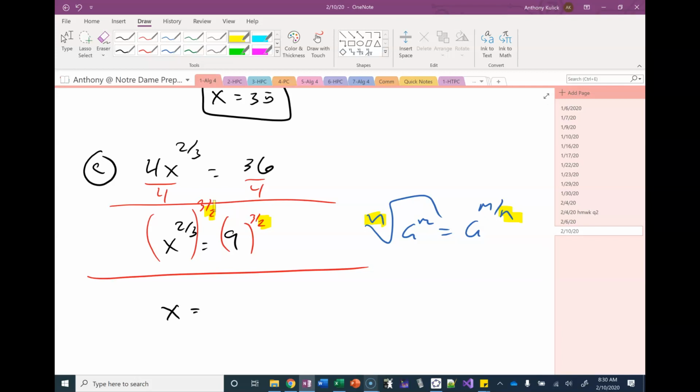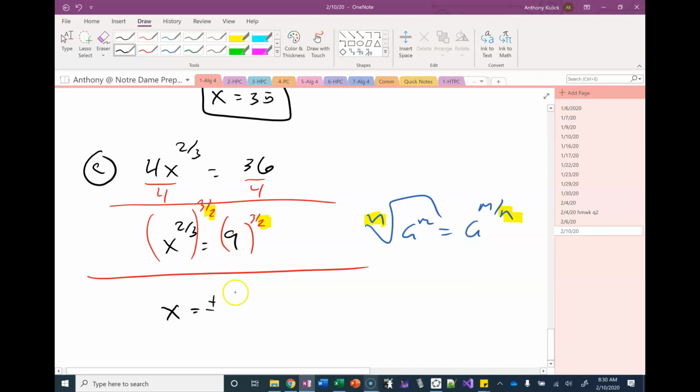Because I did an even root to both sides, what do I have to make sure I do here? Plus or minus. This is a place where students almost always forget to do this because it doesn't look like you're taking the square root of both sides, even though you did. So please, be quite careful here.